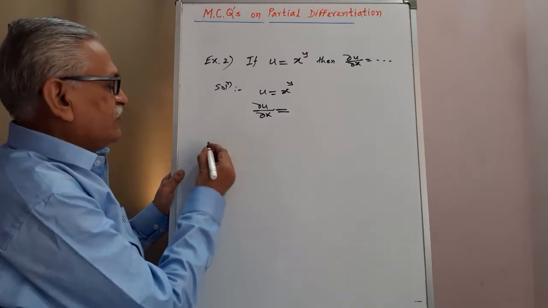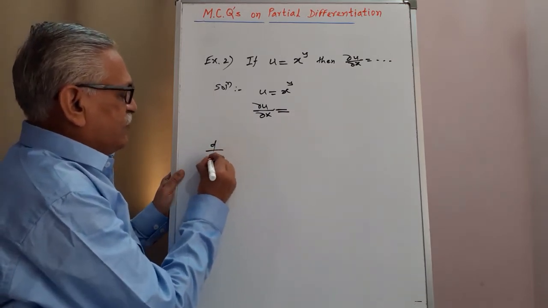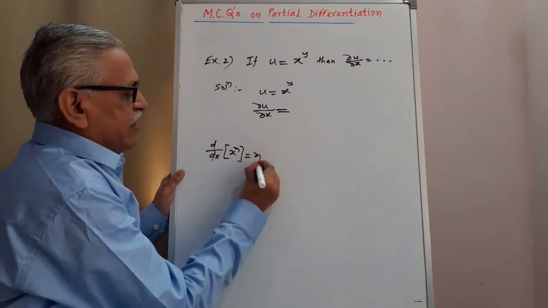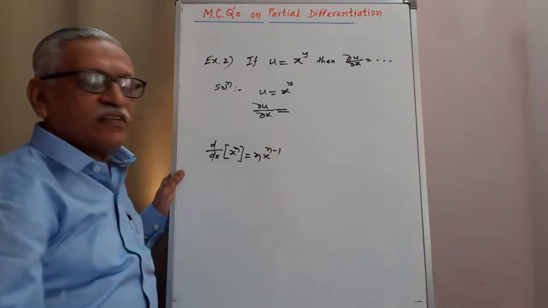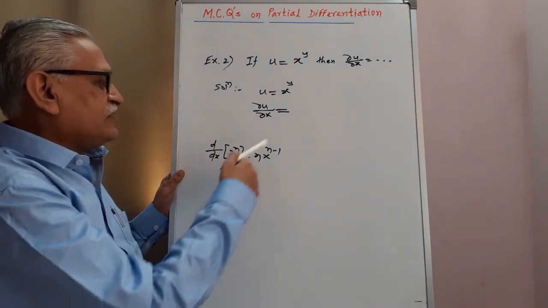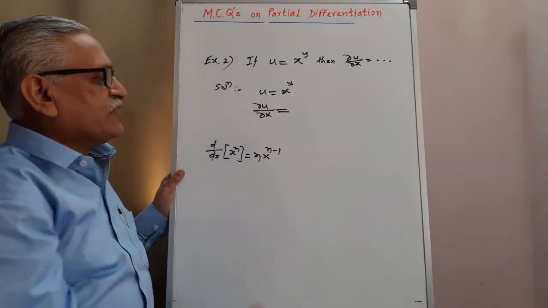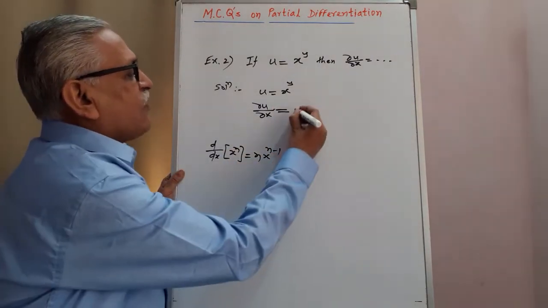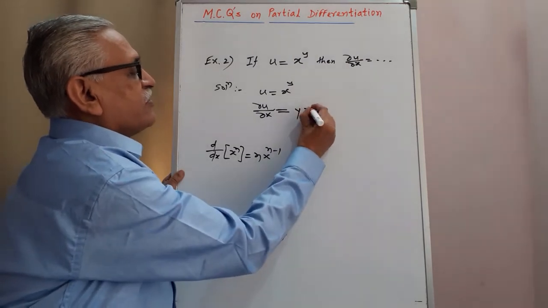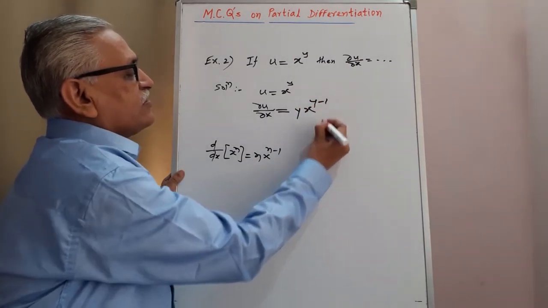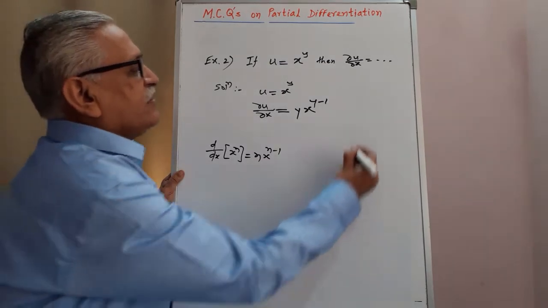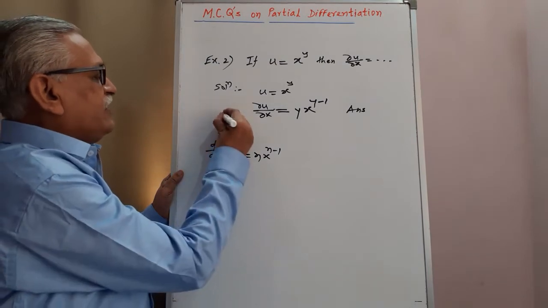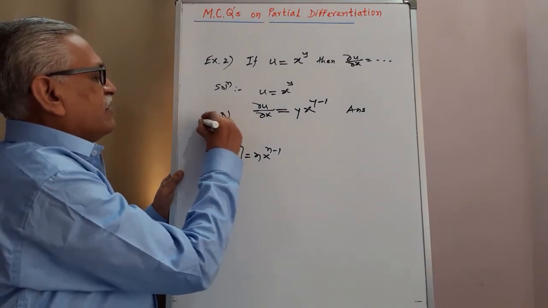We know that the derivative of x raised to n is n x raised to n minus 1. Applying that property or rule here, its derivative with respect to x is n, which here is y, x raised to y minus 1 as the answer, and it is option D as the correct option.